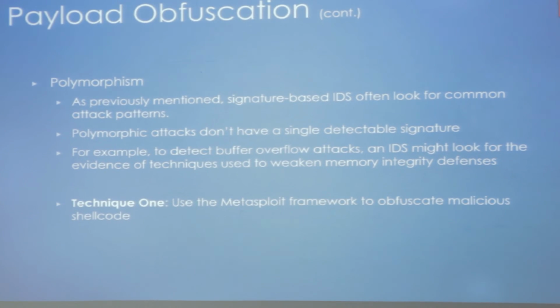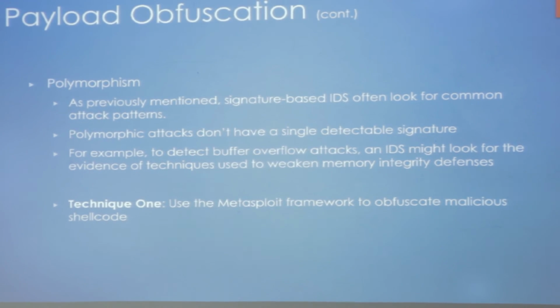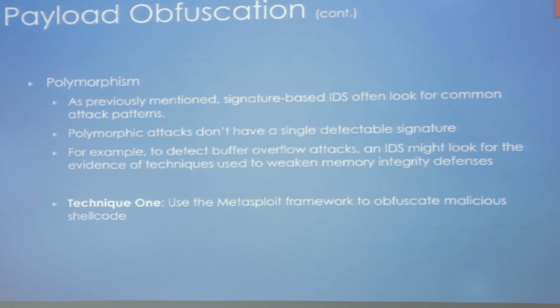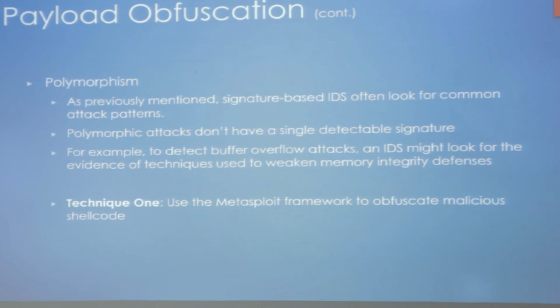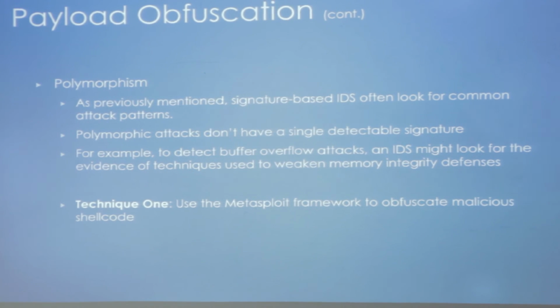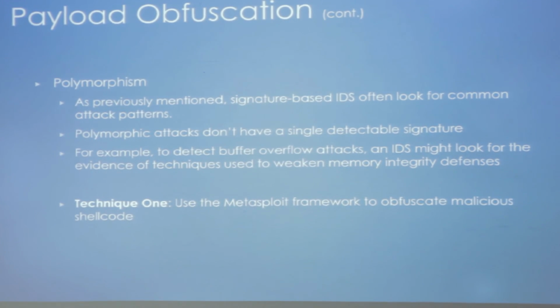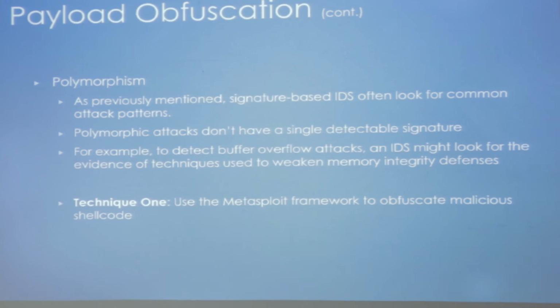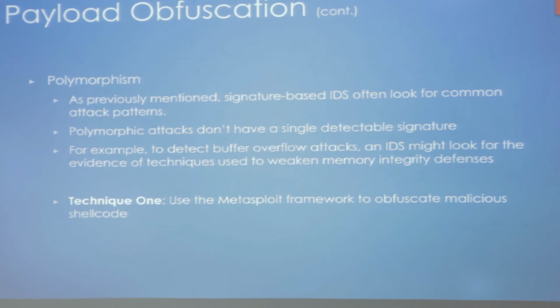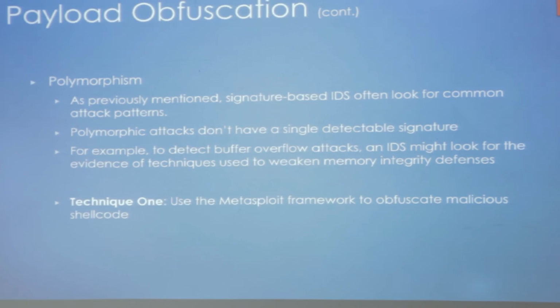Secondly, polymorphism. As previously mentioned, signature-based IDSs often look for common attack patterns. Polymorphic attacks don't have a single detection signature, making them very difficult for signature-based IDSs, and even some anomaly-based IPSs, to detect. Things like I mentioned before, the rapid development of malware. If I'm going to create 4 different sets of malware and then launch them all at the same time, and they all change every time, then great, you can do that.